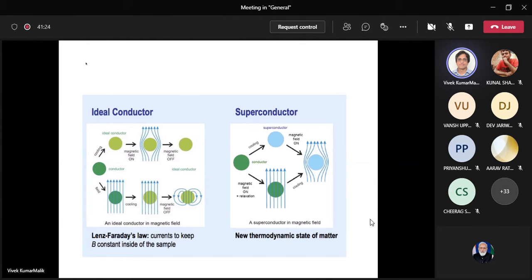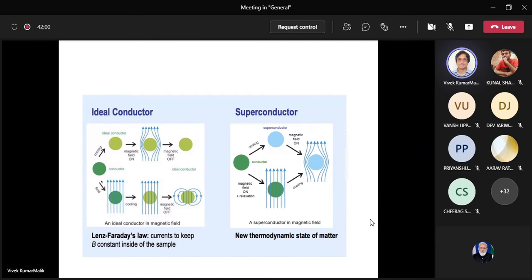Now, there is another thing which we were talking about, based on this Lenz-Faraday law and so on. So if you have an ideal conductor, there are two ways. You have an ideal conductor. Forget about the right part for now. Just think about the left part of the screen, which says ideal conductor. So let's say on the green, on the leftmost part, you have an ideal conductor. That means there is no resistance.